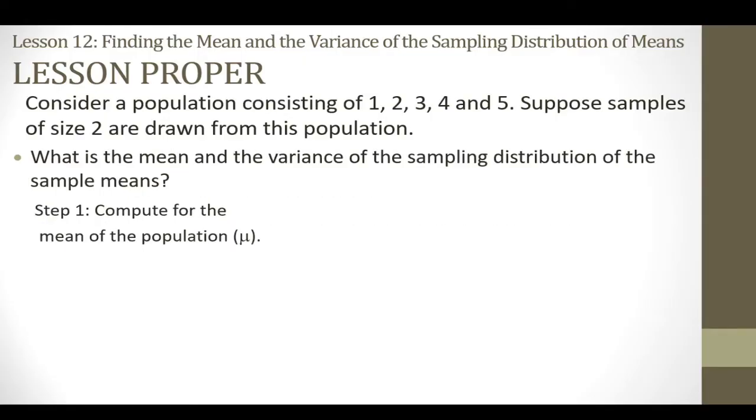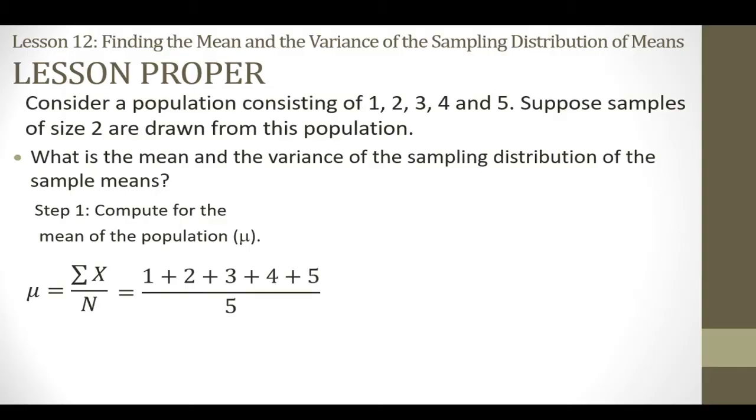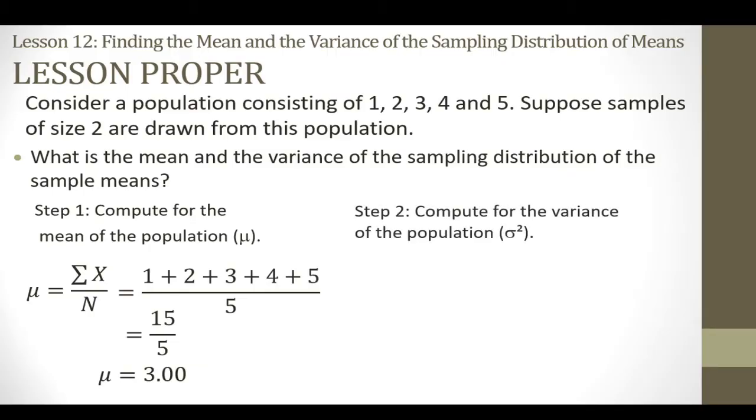So, step 1, let us compute for the mean of the population. So, paano ba tayo mag-compute ng mean? We get the average by using the formula mu is equal to summation of x over n. So, ang x natin are the data 1 plus 2 plus 3 plus 4 plus 5 divided by 5. Bakit 5? Kasi 5 yung samples natin. We get 15 over 5 and our mean is equal to 3. Nakuha ba? Okay, good.